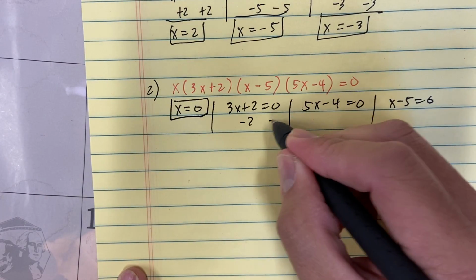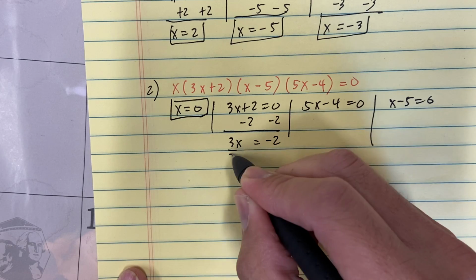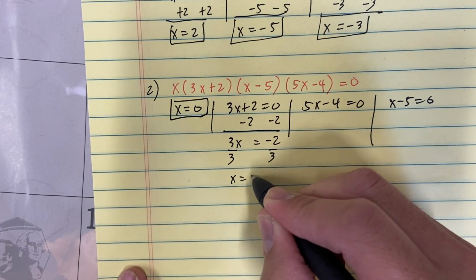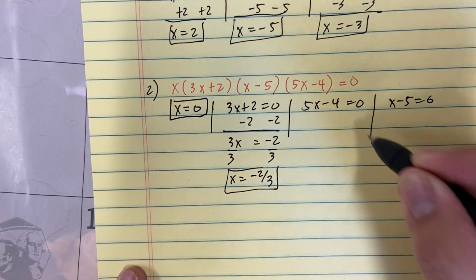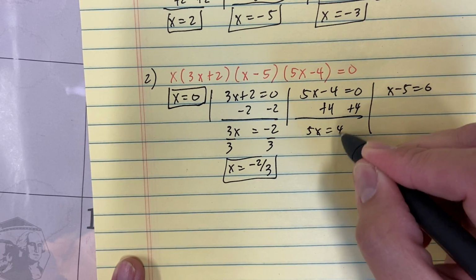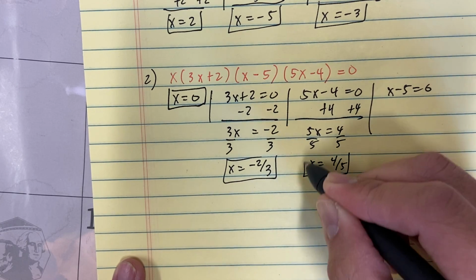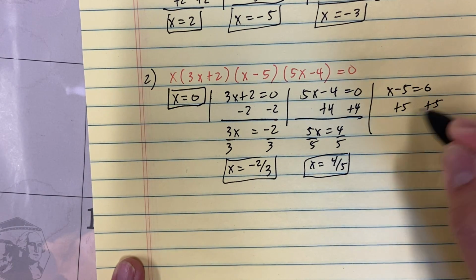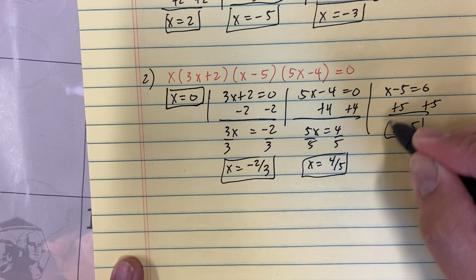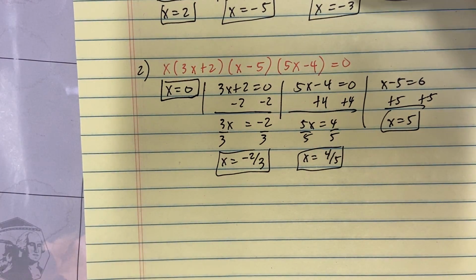You're going to subtract 2. So 3x is equal to -2, divided by 3. So x = -2/3. Plus 4 there. So 5x = 4, divided by 5. x = 4/5. Plus 5 here, plus 5 there. So therefore x = 5. Very simple, right? In these examples you're given the factored form.